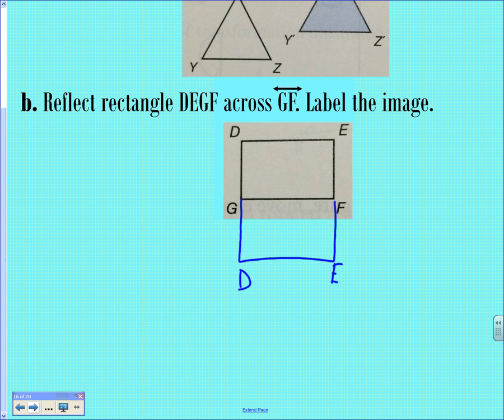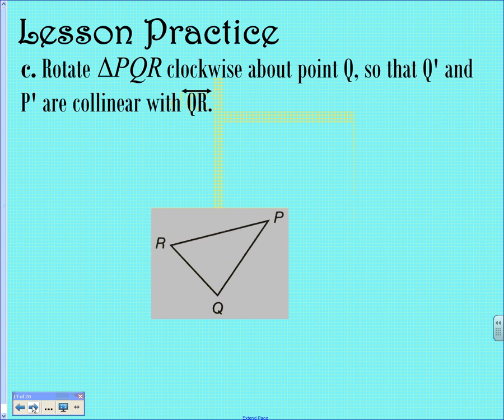All right, what is she missing? You got to do little primes. Do you see how they have a prime on their Y? You got to put a little prime here. And you got to do a G prime, and then you have to do an F prime. Okay? Y'all see how that works? All right. Looking at another one. Someone has to go rotate it clockwise about point Q, so that Q prime and P prime are on the same line as QR.